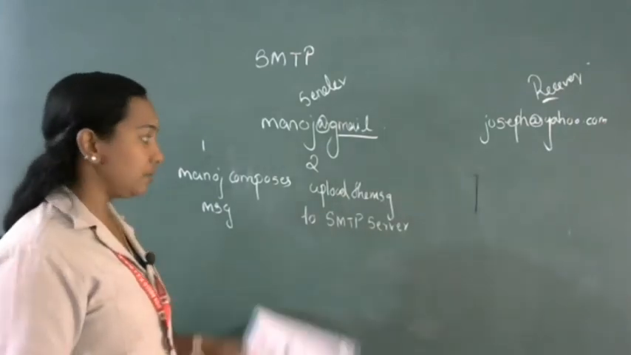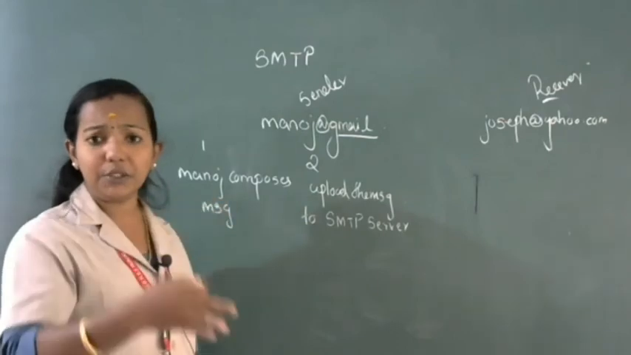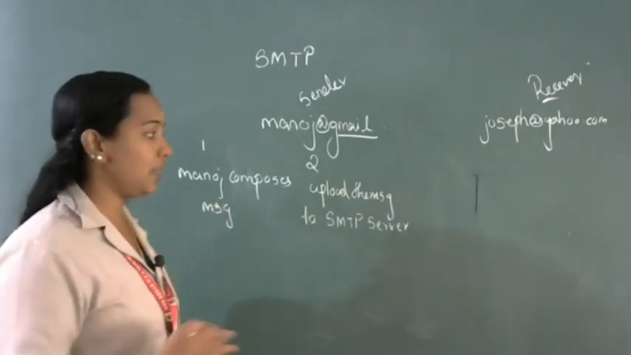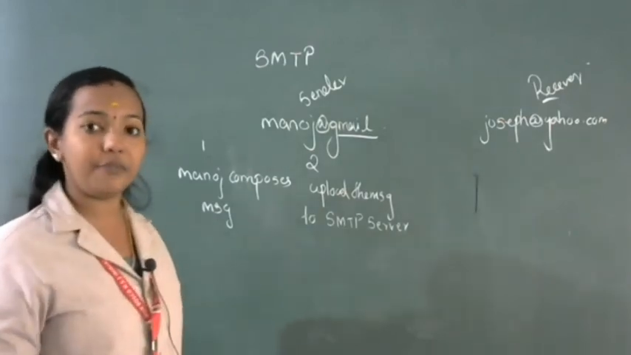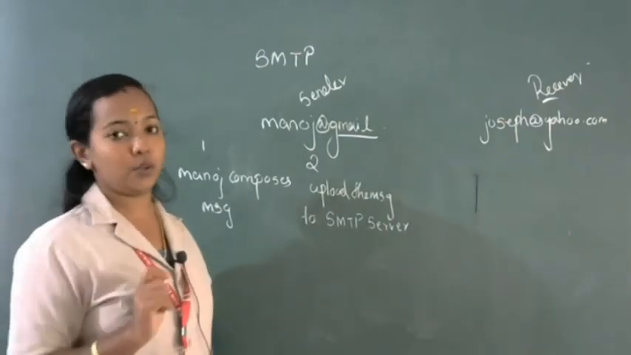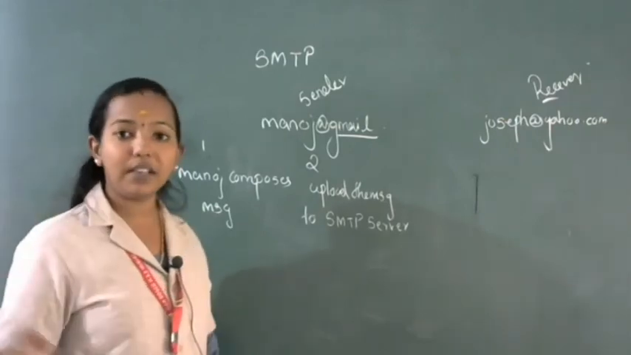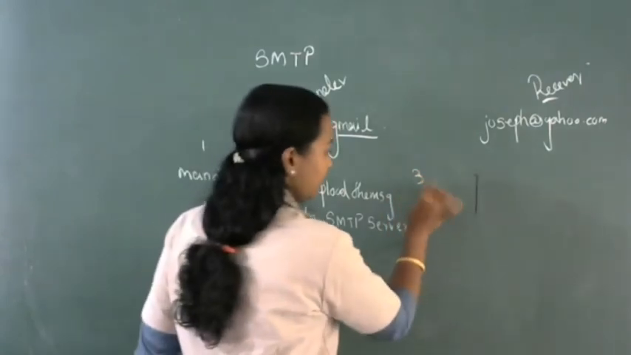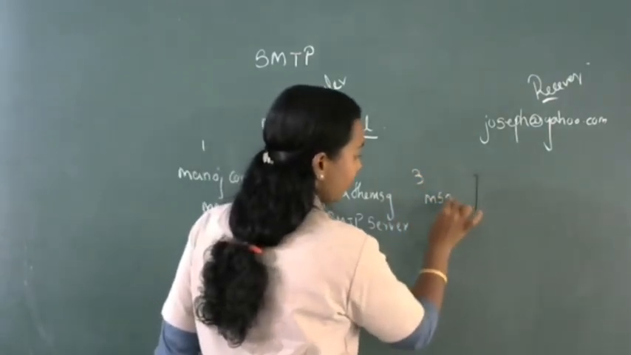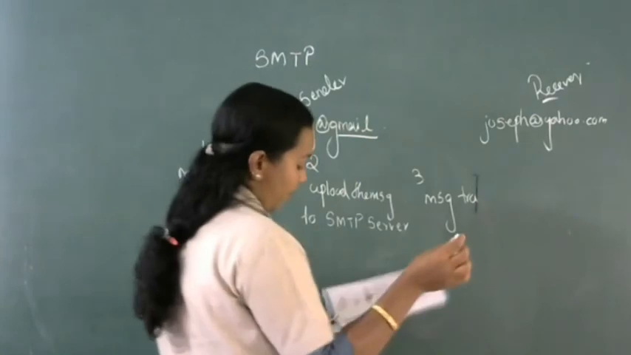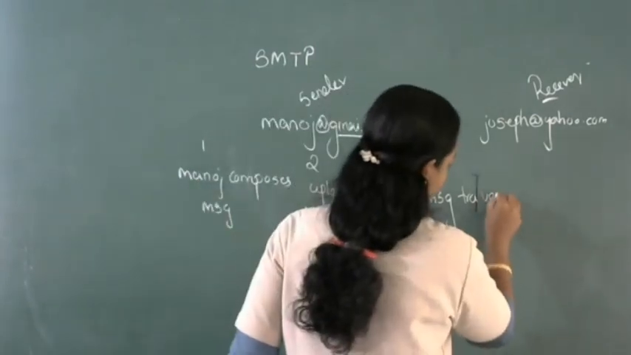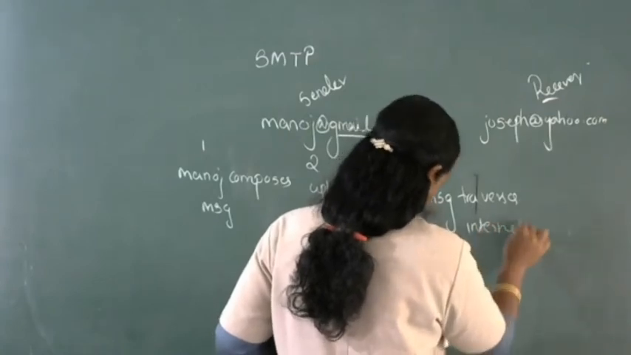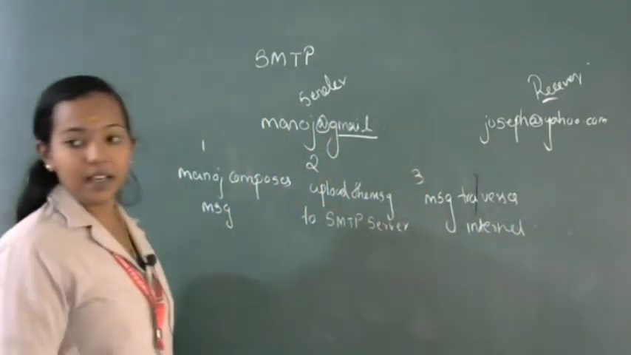Then after that, the message will travel through the internet. That means it will travel router to router. In the internet there will definitely be a destination address, an IP address also. So the message is traveling through the internet. So what is the third step? Message traverses the internet. So this is the third step.